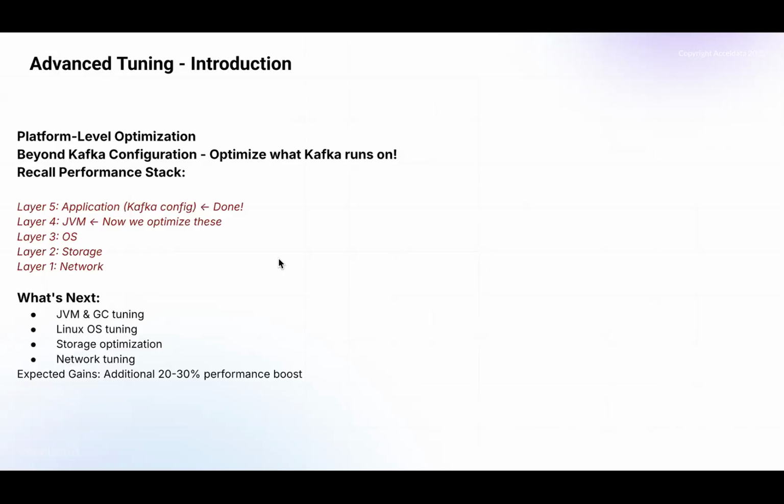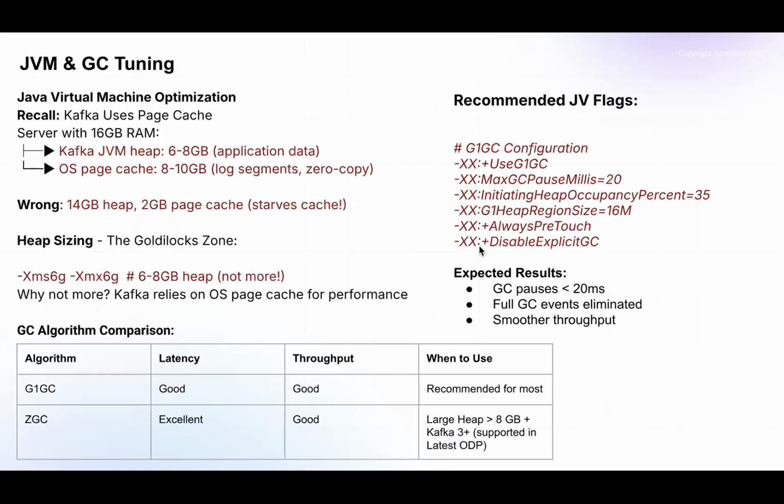Let's start with JVM tuning. Okay, so Java virtual machine tuning is critical because Kafka is a Java application. Get this wrong and you'll see periodic GC pauses that freeze your entire broker. Here's the key insight: Kafka relies heavily on the operating system page cache. Look at the memory breakdown. On a server with 16 GB of RAM, you might allocate 6 to 8 GB to the Kafka JVM heap, leaving 8 to 10 GB for OS page cache.